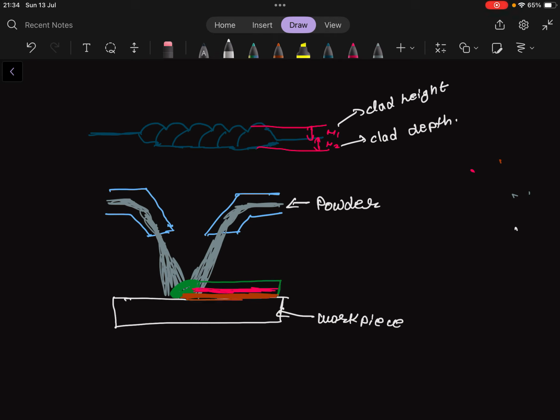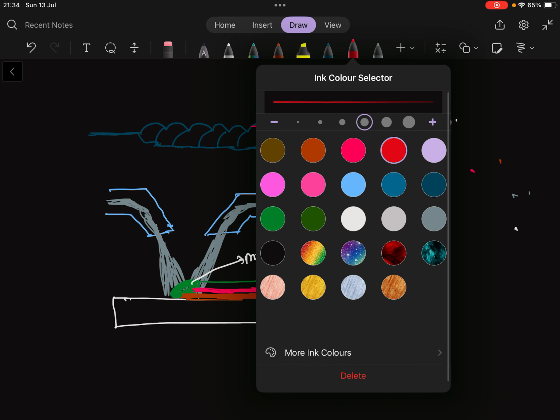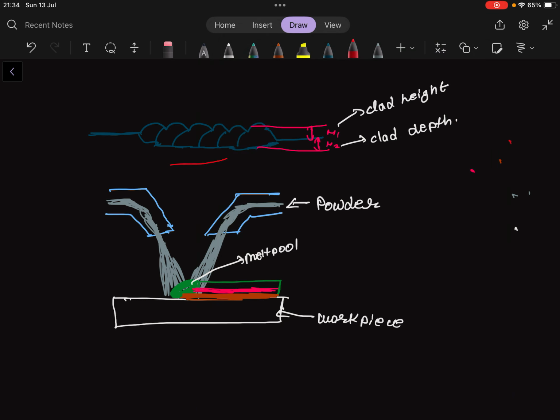We can say this is our melt pool. We are also feeding the laser beam, so we can represent the laser beam something like this. This is our laser beam. And this is our melt pool.